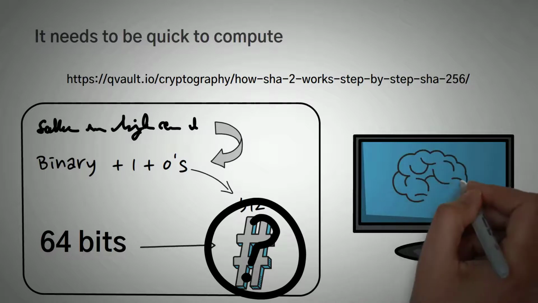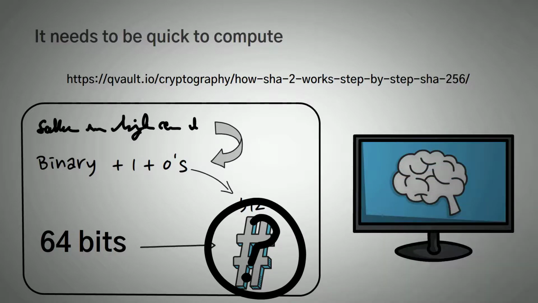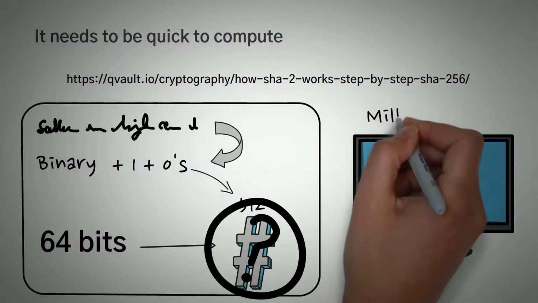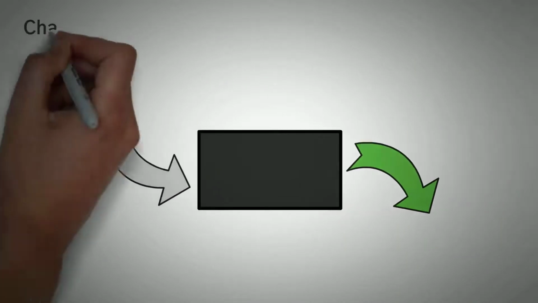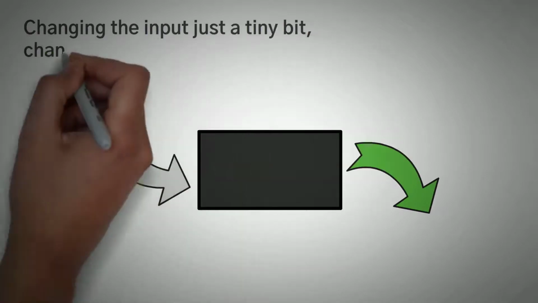Computers are really good at math, so that sums up our third point, that it needs to be quick to compute. And actually, most computers can do a few million of these each second. Number 4, changing the input just a tiny bit changes the output a lot.